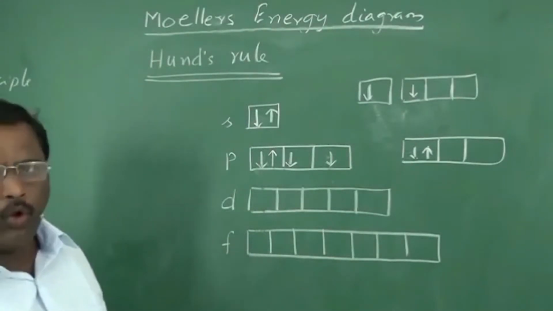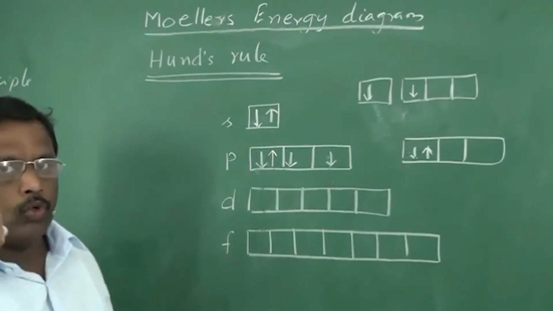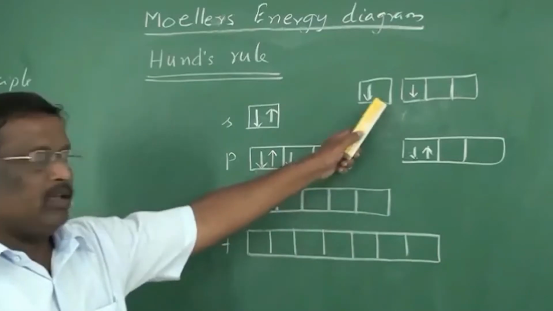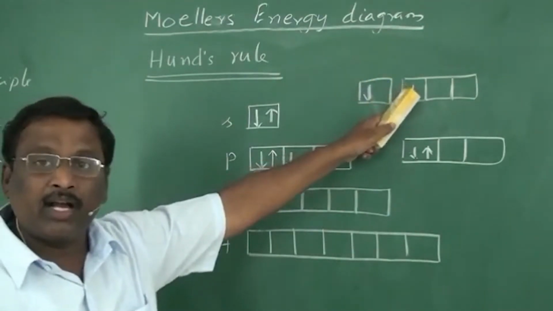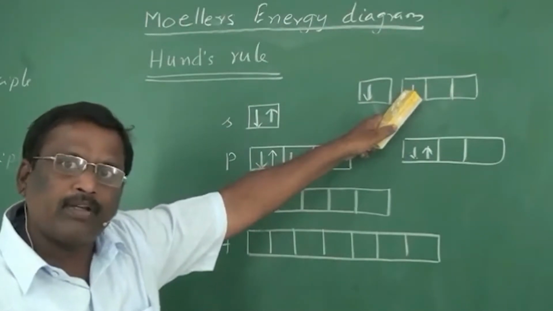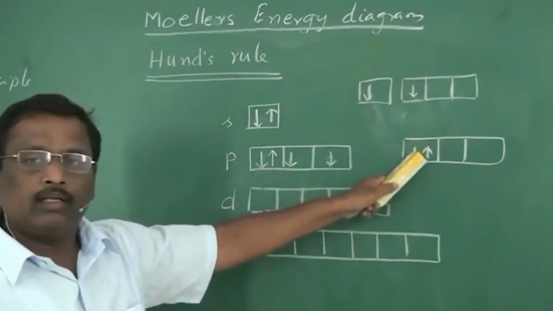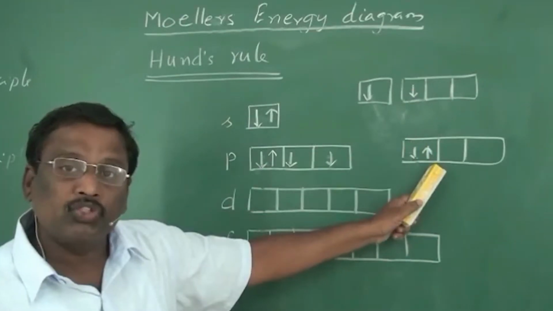The violation may be of any rule, but you should be in a position to identify which rule was violated. Here, before filling this s orbital, an electron is entering the next p orbital. This is against the Aufbau principle. Here, before filling these 2 orbitals, the pairing takes place here. So this is against Hund's rule.